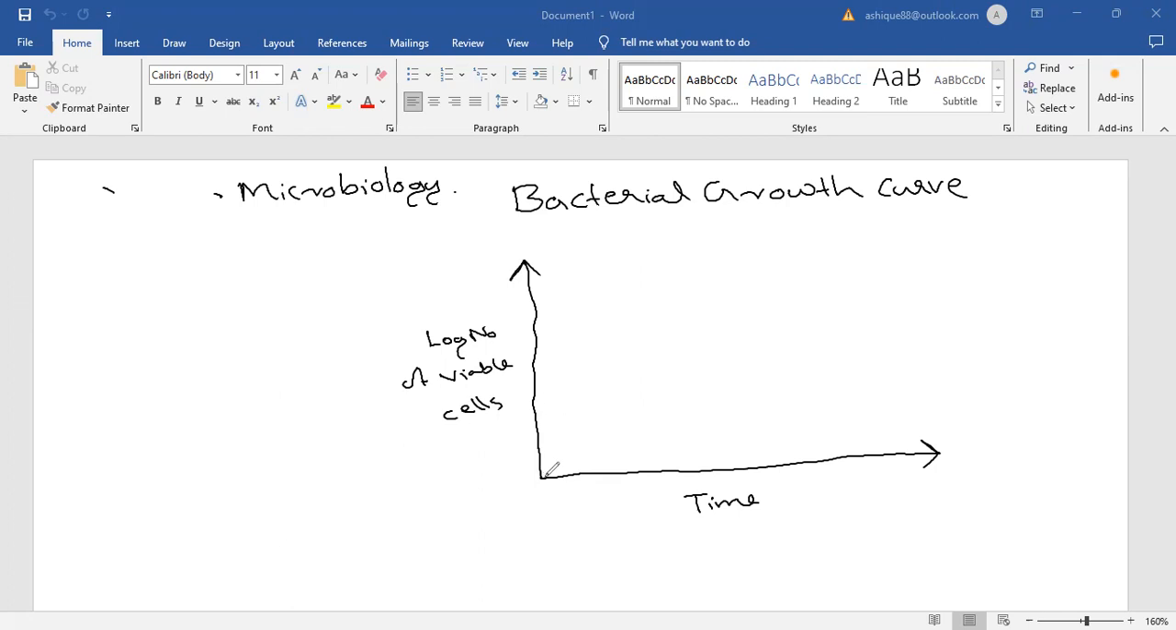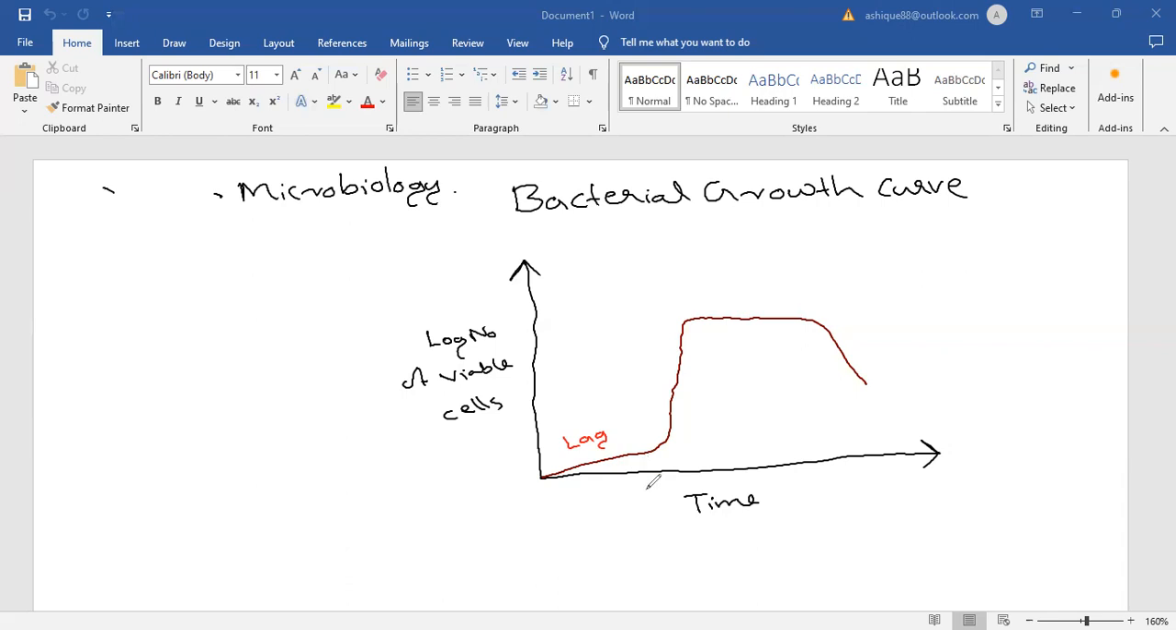Initially, the graph will move in this manner, and after that you can see growth in this manner, and after that the growth will decline. What is happening here? The first phase of growth is known as the lag phase.